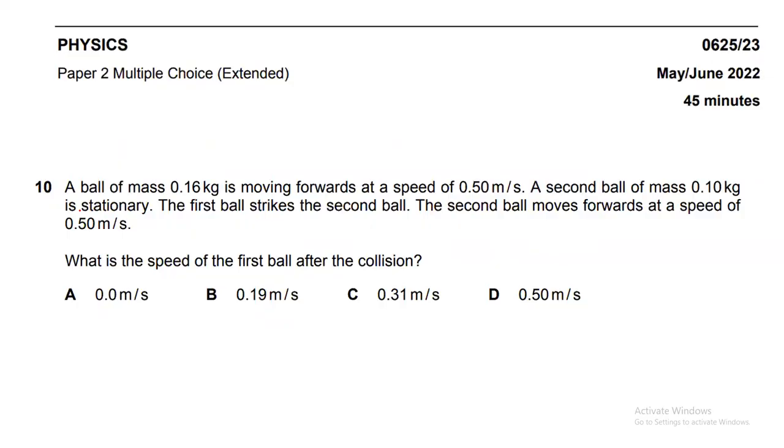May-June 2022 2-3 paper, question number 10. He says a ball of mass 0.16 kg is moving forwards at a speed of 0.50 meter per second. A second ball of mass 0.10 kg is stationary. The first ball strikes the second ball. The second ball moves forwards at a speed of 0.50 meter per second. What is the speed of the first ball after the collision?